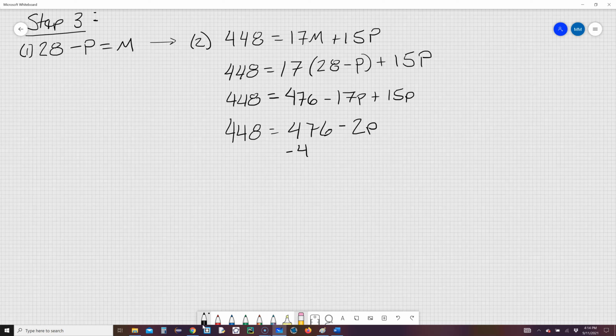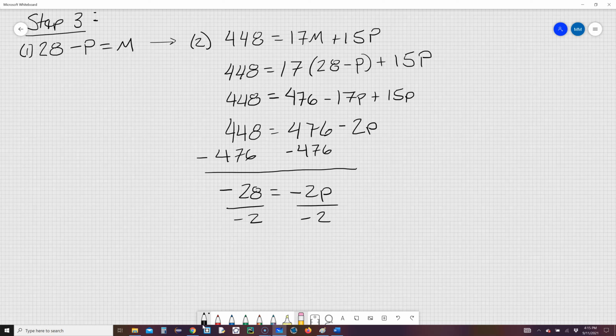I can subtract 476 from both sides. 448 minus 476 is negative 28. And that is equal to negative 2P. Final step, divide by a negative 2. That gives me 14 is P. So 14 pounds of the Peruvian blend is what I should use.